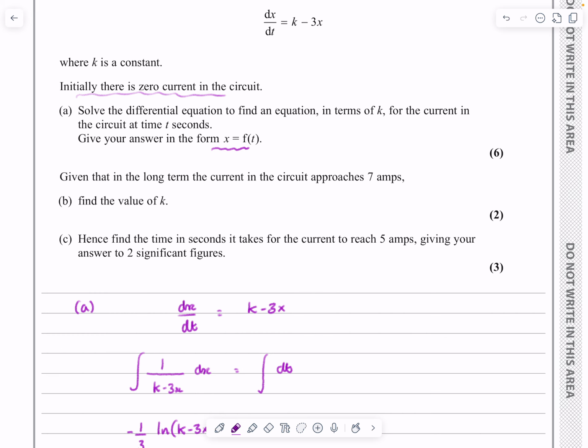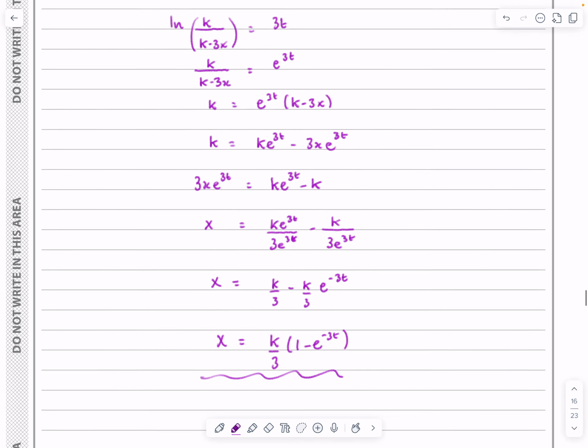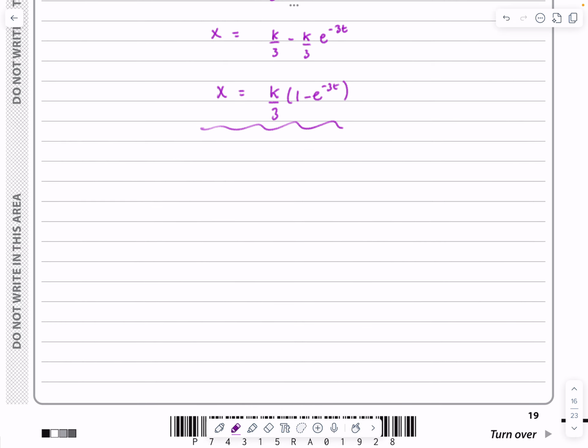Right, given that in the long term, the current in the circuit approaches 7 amps. They do this all the time. What do they mean by in the long term? That means that t is going to tend towards infinity. And if t is going to tend towards infinity, I can look at my function and make some deductions from there. So we're at part B here.